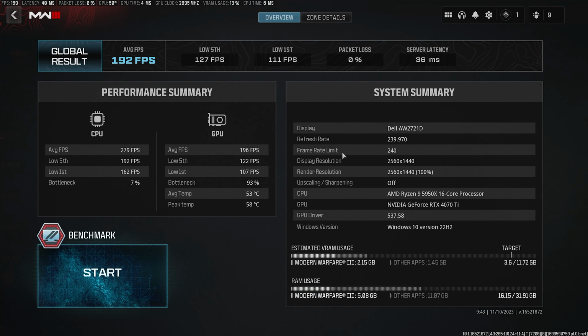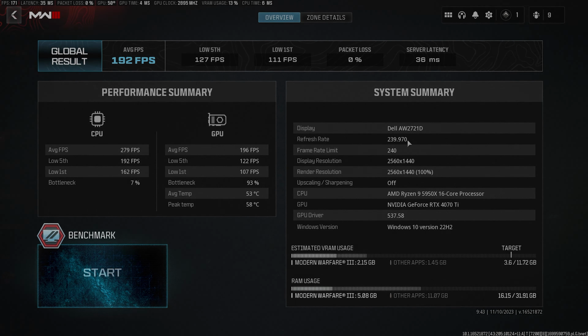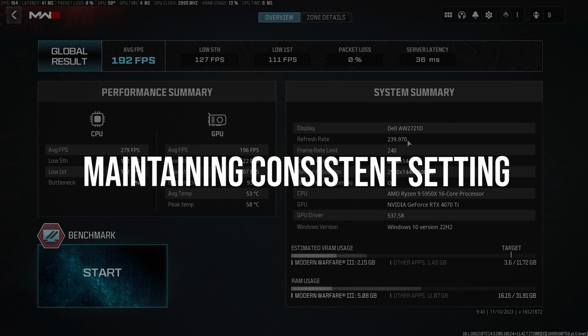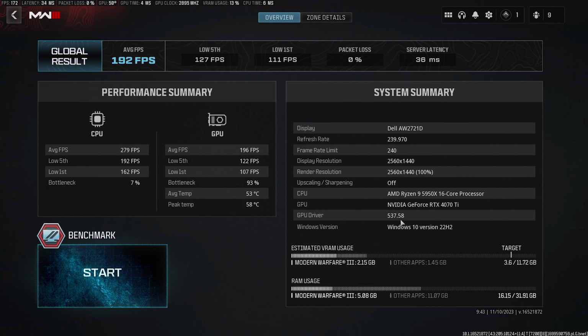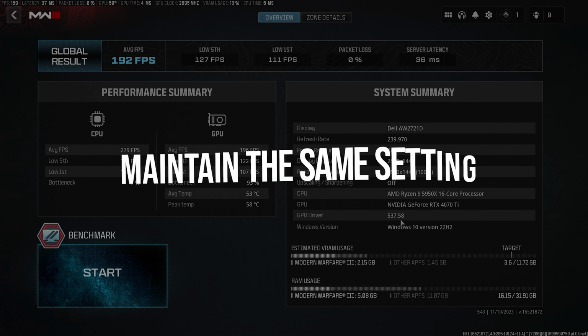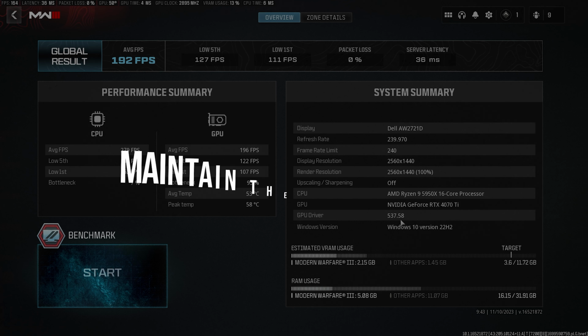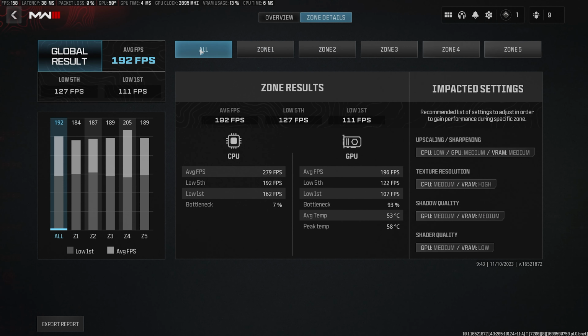I hope that really helps, guys. You want to make sure that you're maintaining consistent settings throughout these tests, so you don't have different variables happening. You don't want to test at high resolution, put in a new GPU, and then test at low resolution. You want to maintain the same settings for all of these tests. That will make your life way easier, trust me.